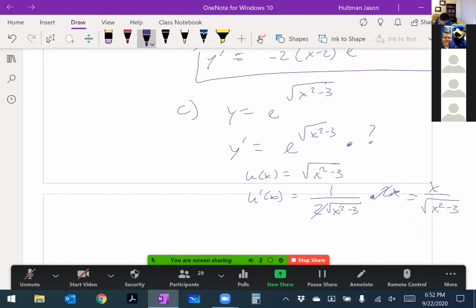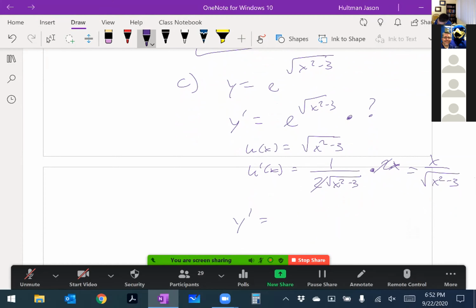So y prime is equal to x over the square root of x squared minus 3, times e to the radical x squared minus 3. That's the derivative.